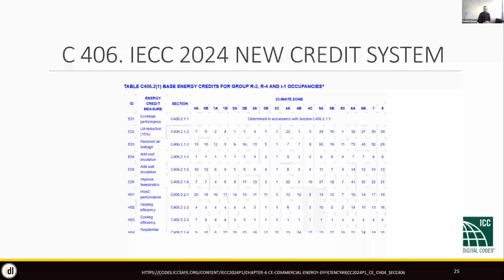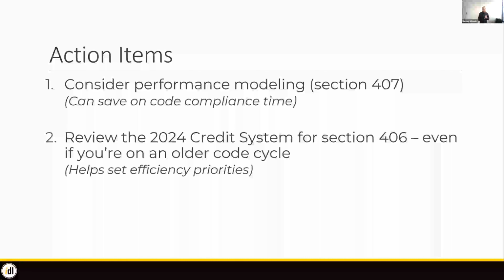So the takeaways for today, I want to wrap up. Consider performance modeling, particularly right now while it's easy in the 2018 and 2021 codes, before you start getting into that percentage annual energy cost savings. Instead, just look for 15% cost reduction using an energy model. I think that's great for clients. It can simplify a lot of portions of the energy code, particularly in the mechanical section.